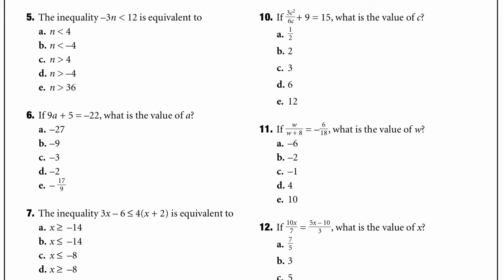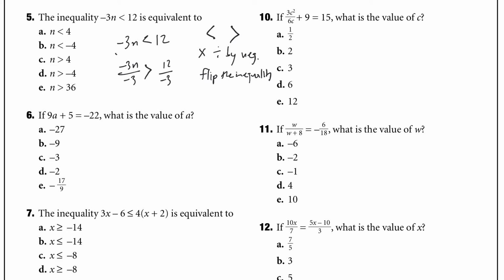The inequality negative 3n is less than 12 is equivalent to... here I'm going to divide both sides by negative 3. The important thing to remember is whenever I multiply or divide by a negative number, I flip the inequality. So in this case, since it was pointing this way, I will flip it to the other way. And these cancel, so n is greater than negative 4. Answer is D.